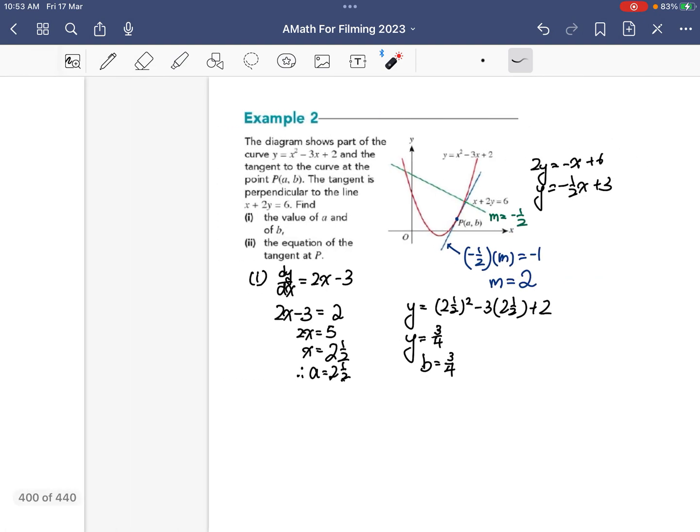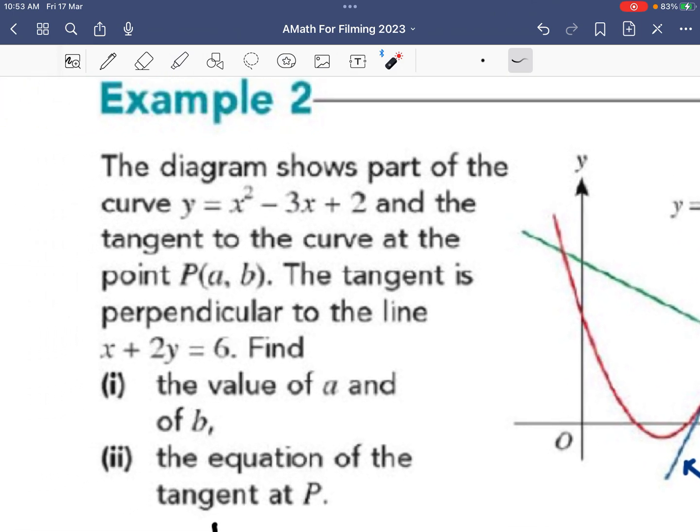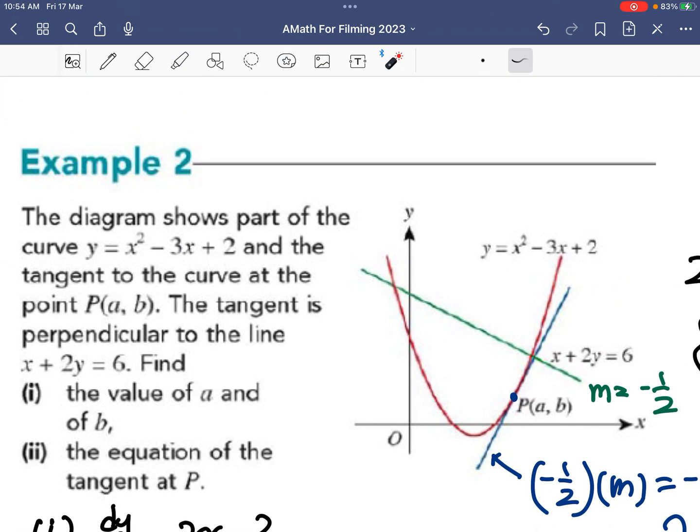Okay, we now move on to example 2. So example 2 shows the diagram, which shows part of the curve y equals x squared minus 3x plus 2.